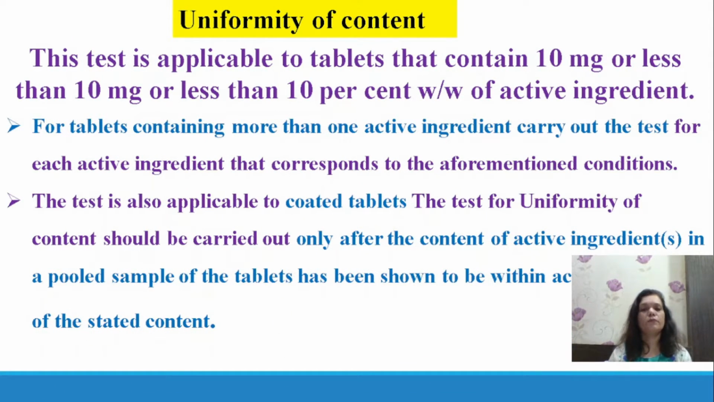A further test we can perform under the heading of tablet is uniformity of content. This test is applicable to tablets that contain 10 mg or less, or less than 10% weight by weight of active ingredient, where we need to check for tablets containing one or more active ingredients. This test is applicable for coated tablets, where we pull out and find out the active ingredient content of the tablet, whether it is in acceptable limit or not.